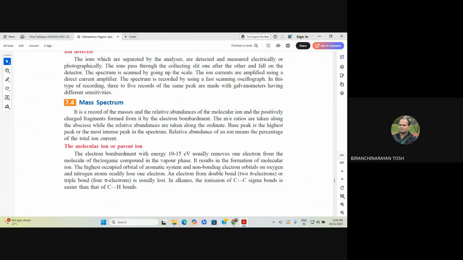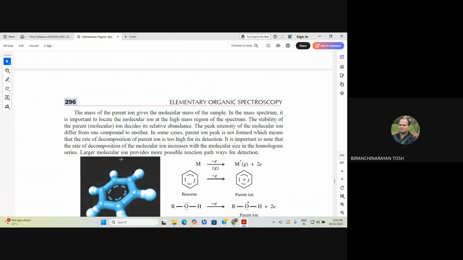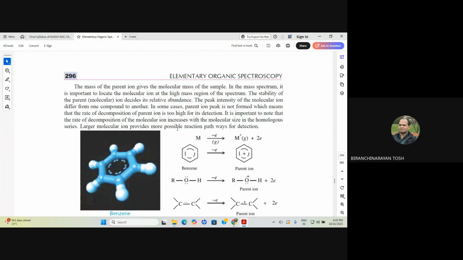So you will get the molecular ion or parent ion. These things we have already seen. The mass of the parent ion gives the molecular mass of the sample. In the mass spectrum, it is important to locate the molecular ion, which is in the highest mass region of the spectrum. Already we have seen that.